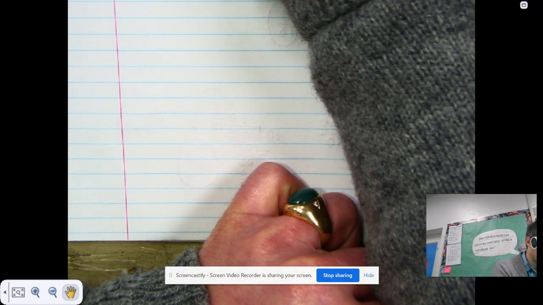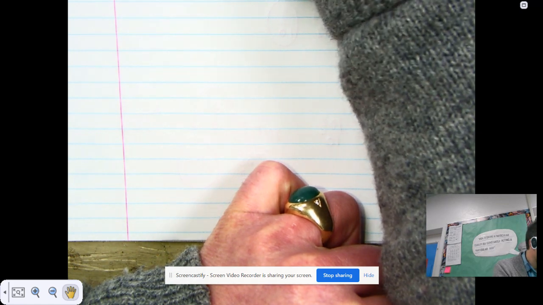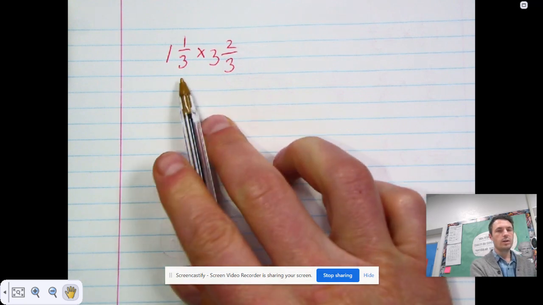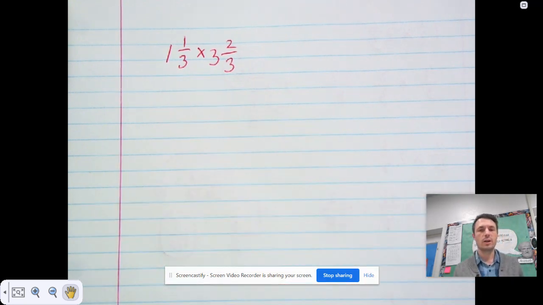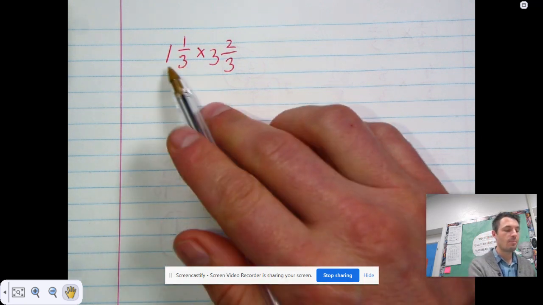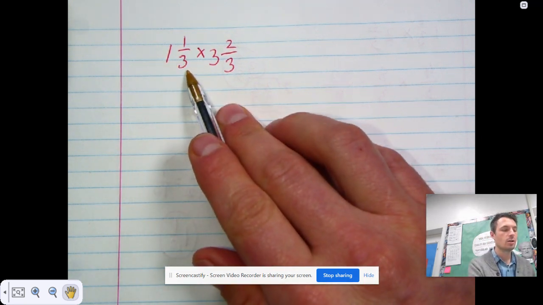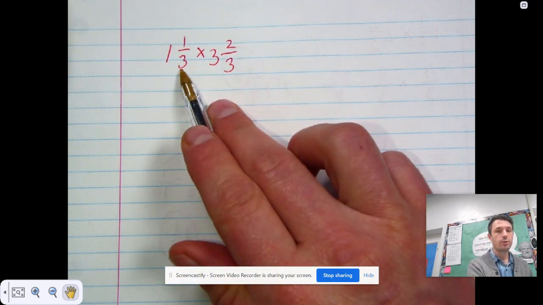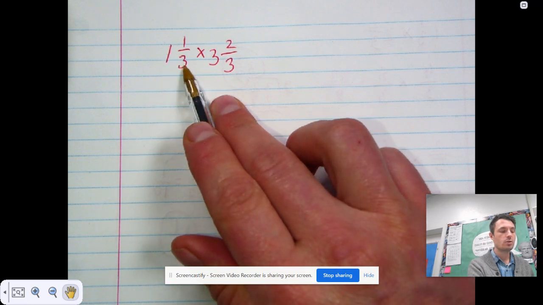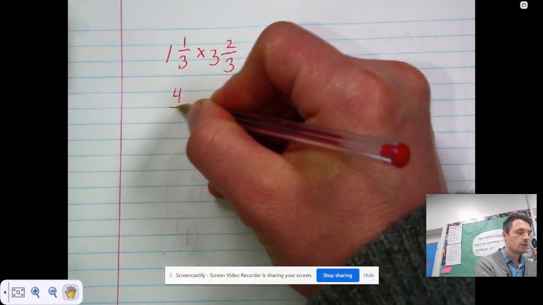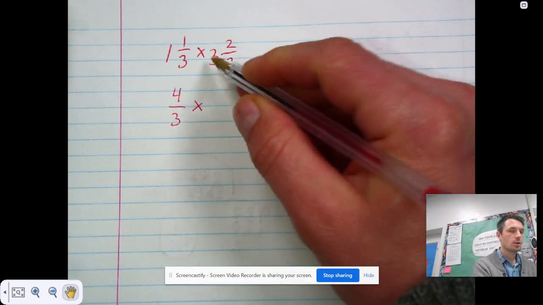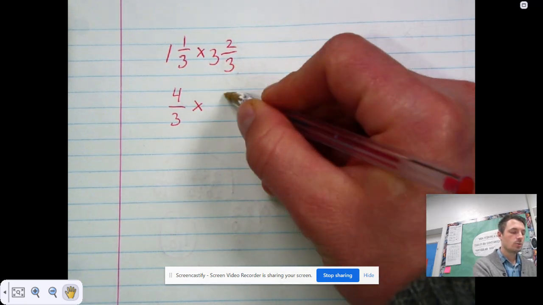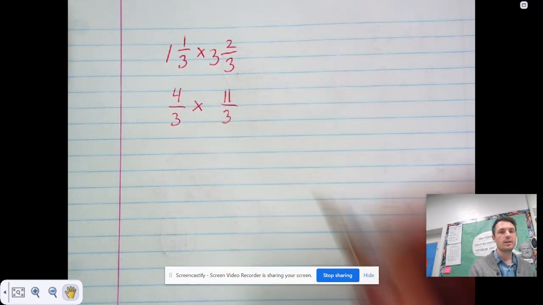Let's do 1 1/3 times 3 2/3. Oops, you can't even see it. There we go. 1 1/3 times 3 2/3. Go ahead and write that down. These are both mixed numbers, so we need to change them to improper fractions. We do that by multiplying the whole number times the denominator and adding the numerator. That becomes our new numerator, and the denominator 3 stays the same. So 1 times 3 is 3, plus 1 is 4. The denominator 3 stays the same, times 3 times 3 is 9, plus 2 is 11. The denominator 3 stays the same.